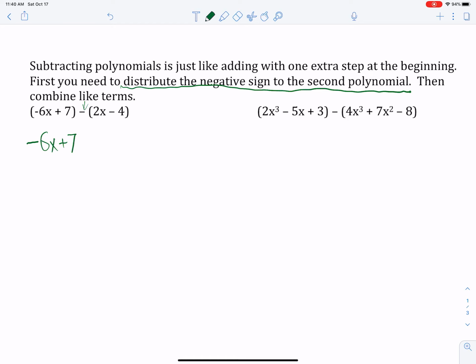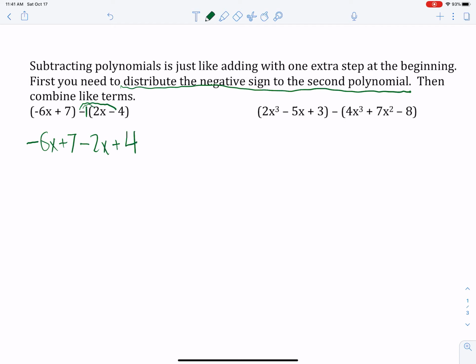But because there's a negative in front of that next parentheses, sometimes it helps me to think of it as being a negative 1. And then I distribute the negative 1 to that parentheses. So negative 1 times 2x is minus 2x. Negative 1 times negative 4 is a plus 4. So when you've got a minus in front of a parentheses, basically it changes all the signs in the parentheses that come after it. Instead of a positive 2x, we had a minus 2x. Instead of a minus 4, we have a plus 4.